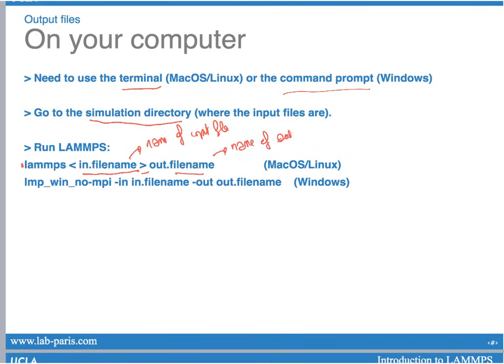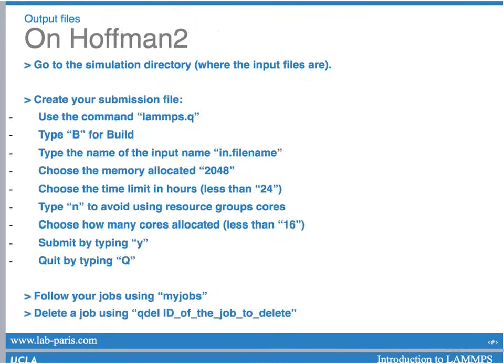Okay, so the command is roughly similar for Windows, except that you will have to replace the smaller than and larger than symbols by -in and -out, but the idea is the same. You just indicate the name of the input file that is already present. So this is the instruction that LAMMPS is going to use, and here this is the name of the output file that is to be created by LAMMPS to give you the outcome of the simulation.